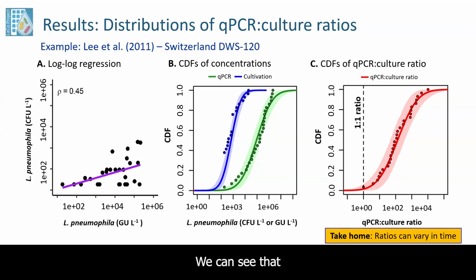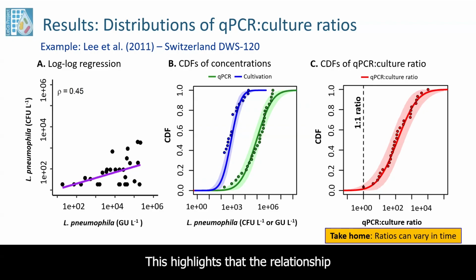We can see that qPCR generally detects higher concentrations than culture, and that qPCR data seems to be more variable than culture data. The key insights come from panel C, where we model the distribution of the qPCR to culture ratio. Here, we can clearly see that at this single site, the ratio between qPCR and culture varies by over 3 orders of magnitude, so from below 1 to well above 1,000.